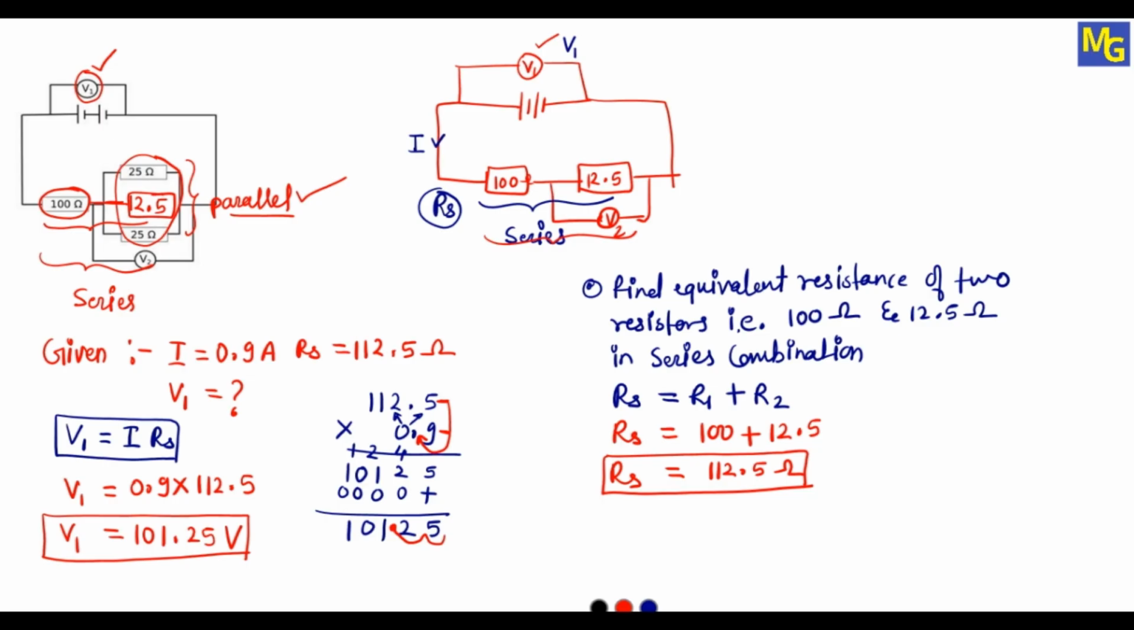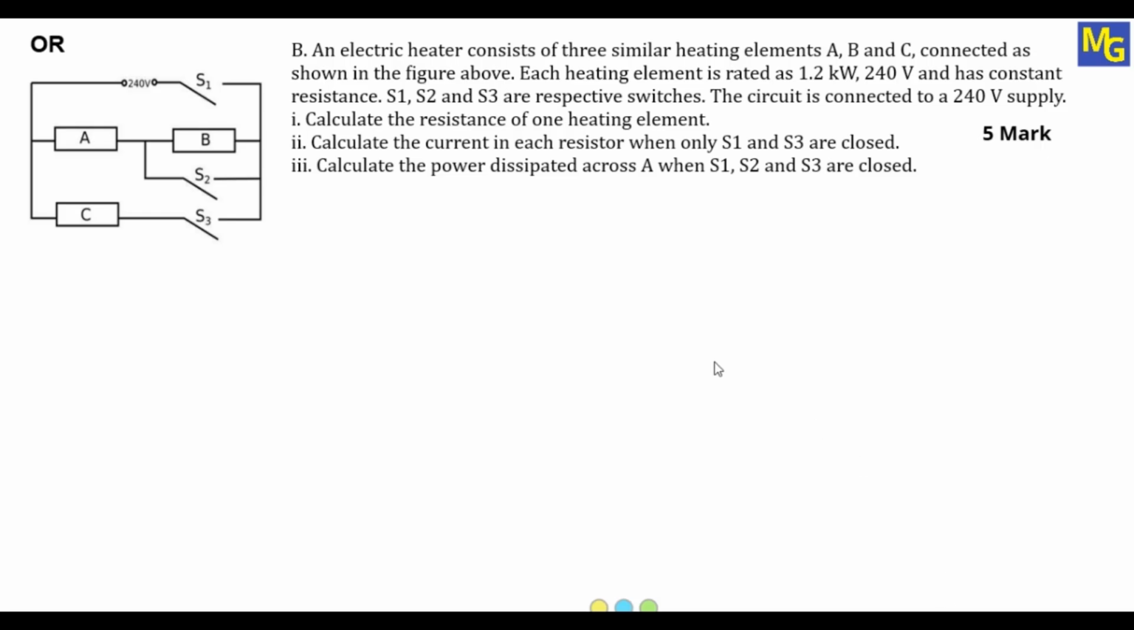Now we are going to start the B question, that is the internal choice which we have. So for question number B we will read: An electric heater consists of three similar heating elements A, B, C. This is the diagram which is given, and in this we have three similar heating elements, A, B and C, connected as shown in the figure.